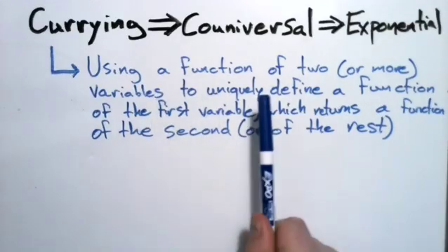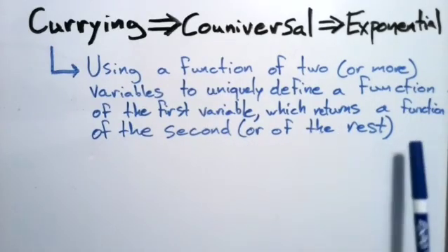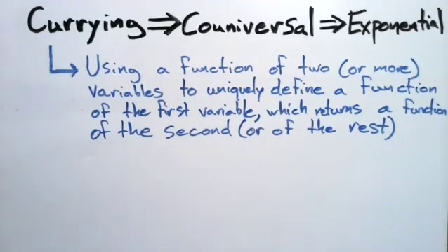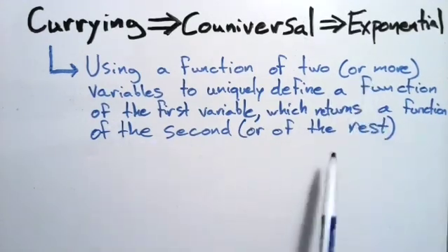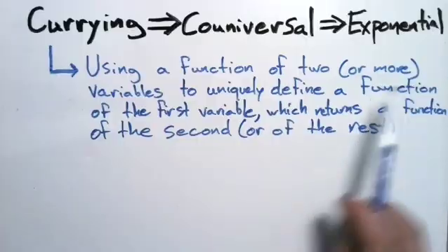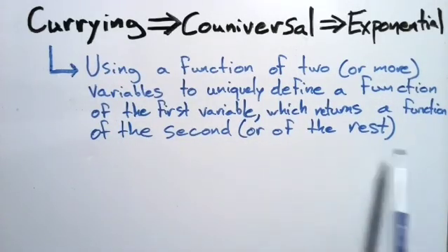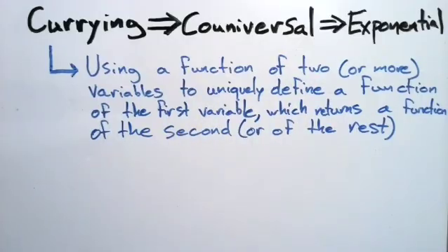Currying is using a function of two or more variables to uniquely define a function of the first variable, which returns a function of the second or of the rest. So here we have it phrased both in the binary case and the case where we have a function of more than two variables, which would then return a function of not just the second, but of all of the rest of the variables. But in this video, we're just going to focus on the binary case. So that is functions of two variables and how currying works in that case.